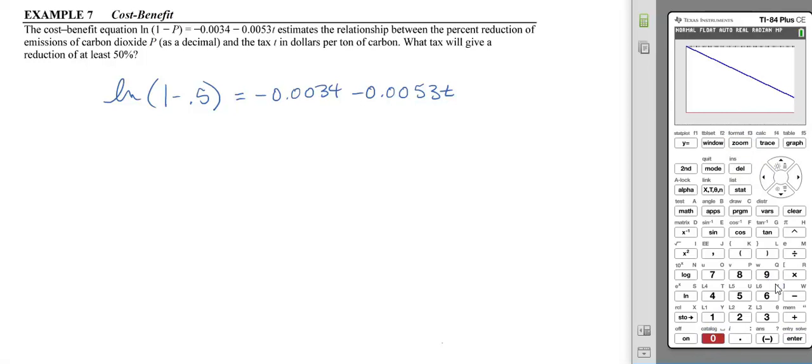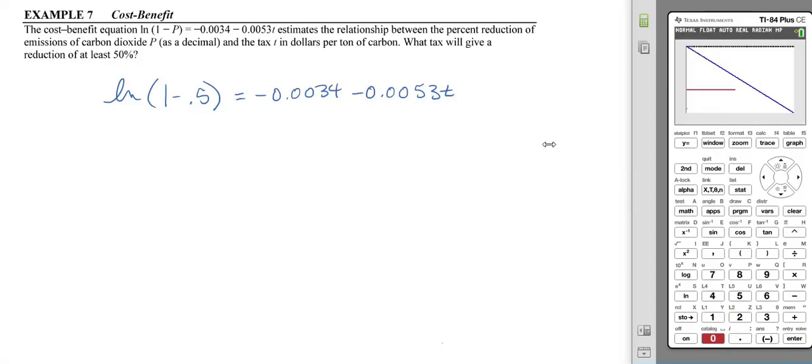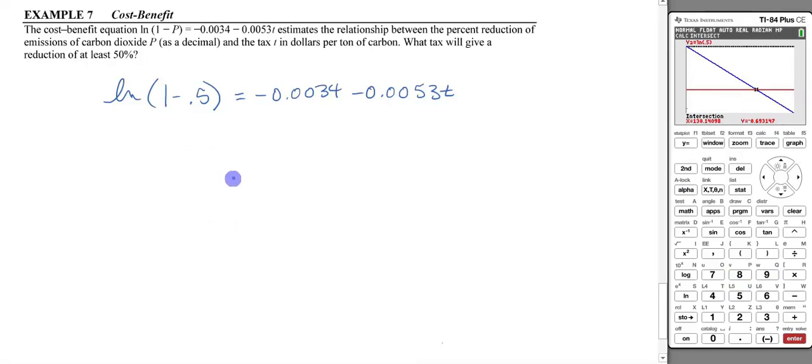Let's set our window from 0 to 100 and see if we can find, with a zoom fit, an intersection. Looks like we're going to have to go more to the right. So let's set the window at 0 to 200 and do a zoom fit. And yes, now we do see that. So let's get the intersection of the two graphs.